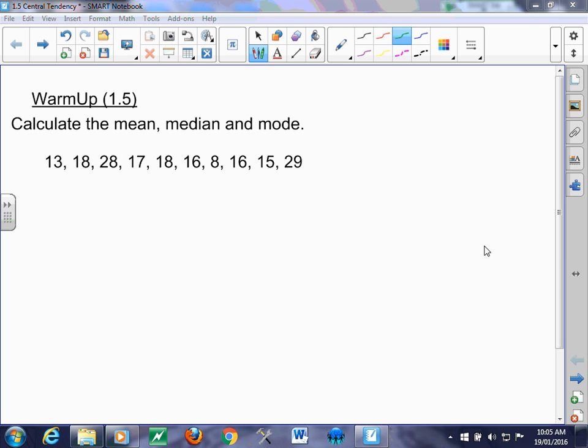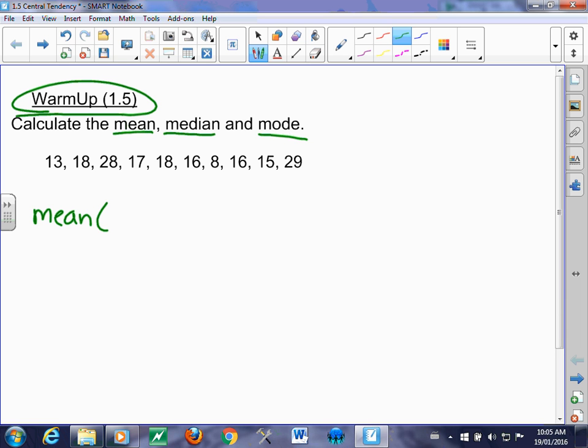So for our warm-up, 1.5, we're going to take a look at three central tendencies, which is the mean, the median, and the mode. Hopefully you've done this in past years. If not, we will go over a refresher for you. So mean is like the average number, okay? And the symbol we use in mathematics for mean is a lowercase x with a bar across it, okay?